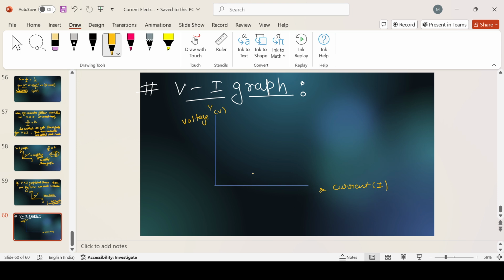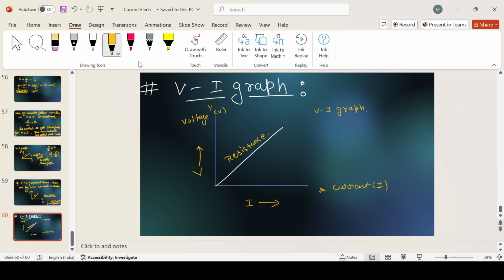So on the x-axis we show the current, and on the y-axis we show the voltage. That's why we are showing I like this, and this is V. So it's called the VI graph. Now the slope of this VI graph gives you the resistance. The slope of VI gives you the resistance.